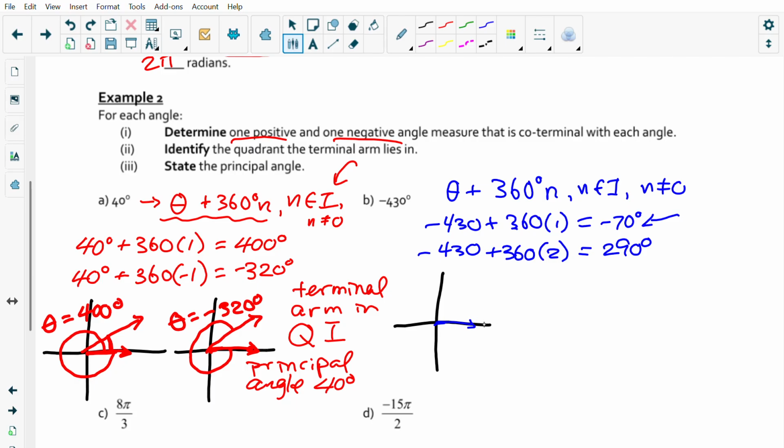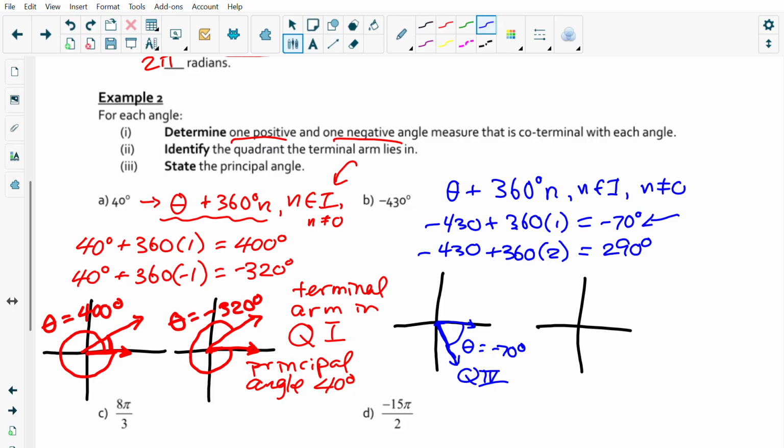Okay, here's my terminal arm for negative 70 degrees. That's going to be most of the way through the fourth quadrant. Okay, so I'm going clockwise because it's negative. And I'm going to stop right about there, 20 degrees shy of the 270 degree mark, right? So right there. So that's theta equals negative 70 degrees. So that's going to be in quadrant 4.